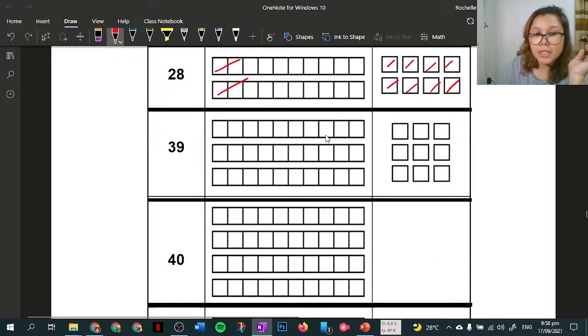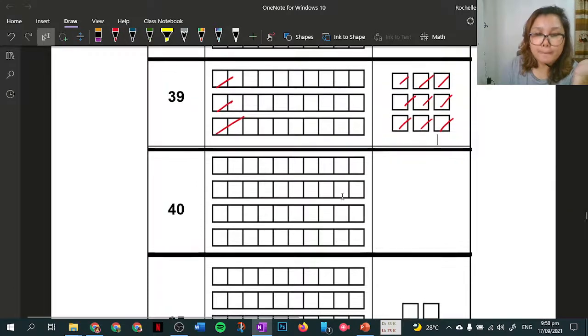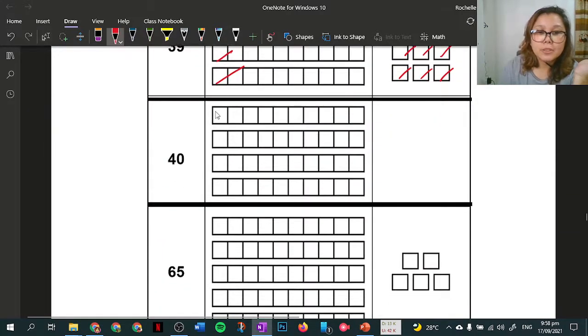Next one, 39. Paano ito naging 39? So, we count the bigger value, 10, 20, 30. And then you continue with ones, 31, 32, 33, 34, 35, 36, 37, 38, 39. And then 40. Why is it 40? Because we have 10, 20, 30, 40. Do we see any ones or units? Wala. So, it's until 40 lang siya.